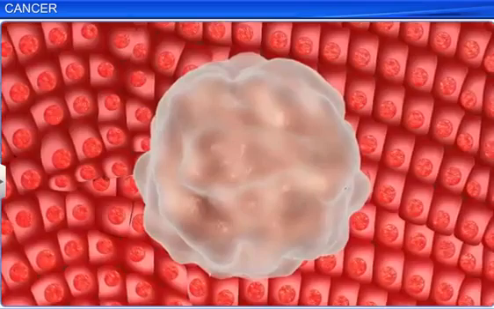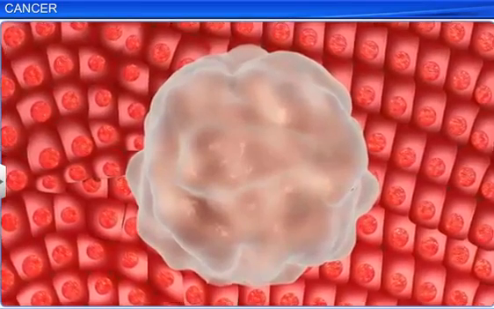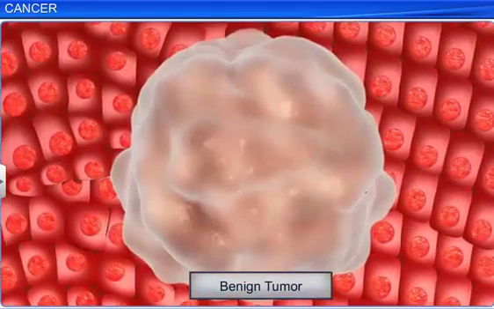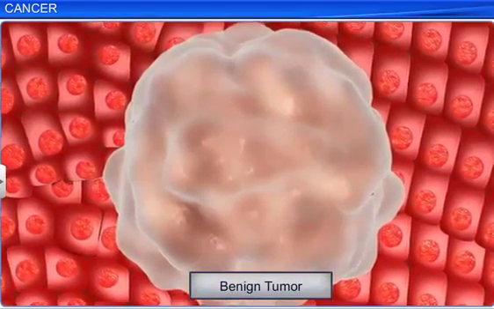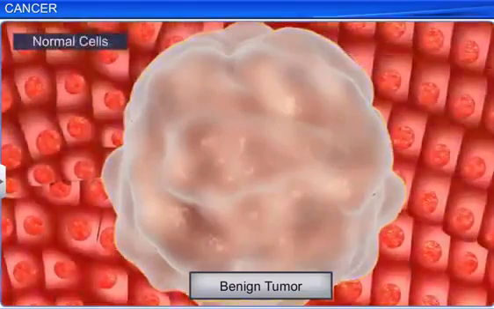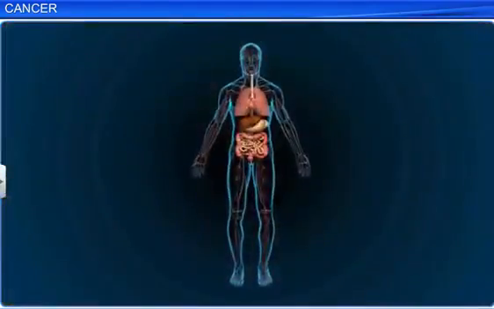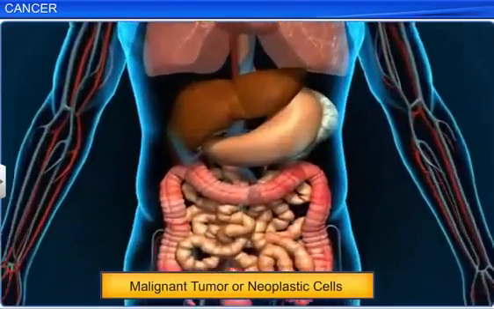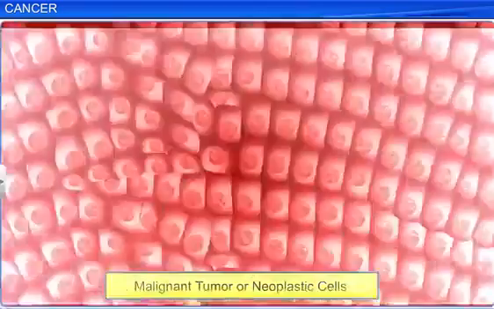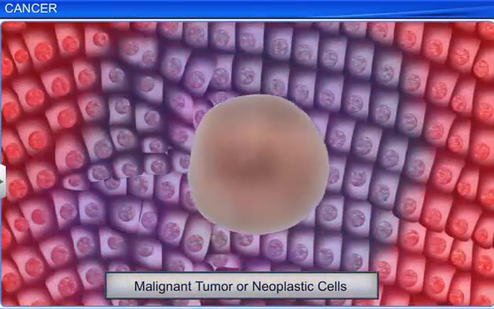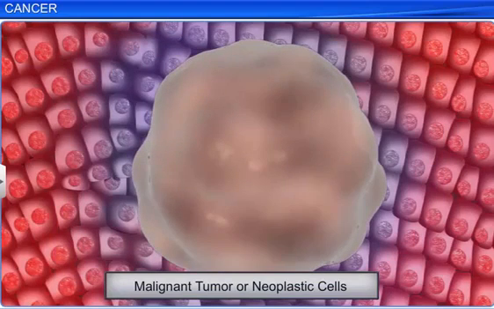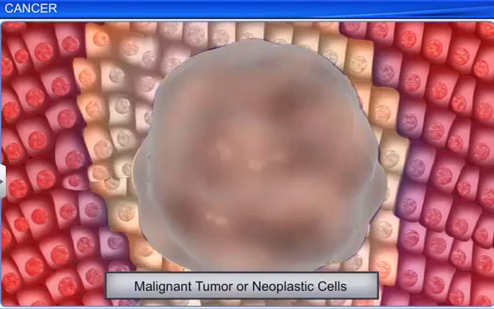Tumors are either benign or malignant. Benign tumors cause little damage as they remain confined to their original location and do not spread to other parts of the body. On the other hand, malignant tumors, also known as neoplastic cells, grow very rapidly and damage surrounding normal tissues. They compete with normal cells for vital nutrients, thereby starving them.